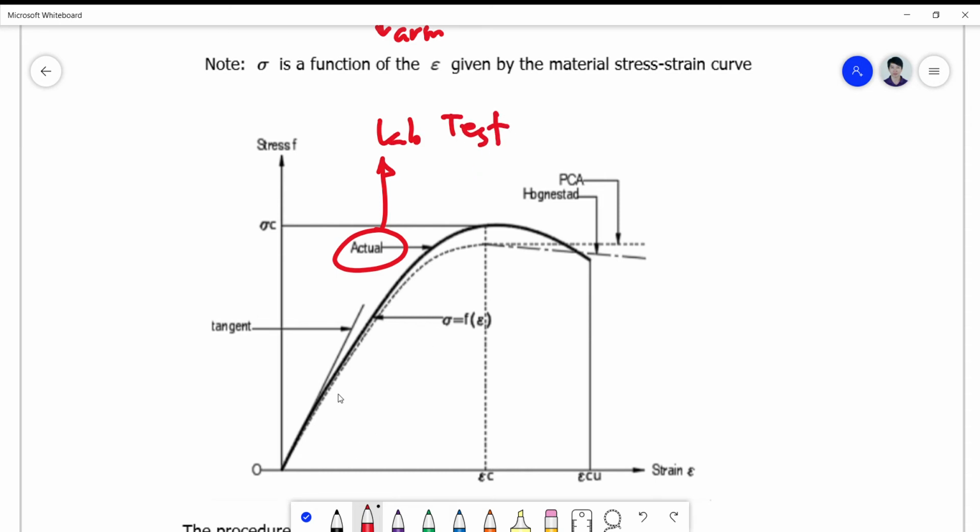Okay, PCA, what PCA did is this one. After it reaches a value somewhere at the peak, it actually becomes a horizontal line. While in the Hognestad model, there's a drop. So these are models. If you want to make use of your own model, you just go to the lab and test.